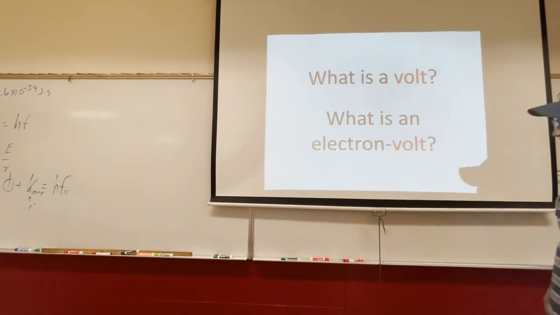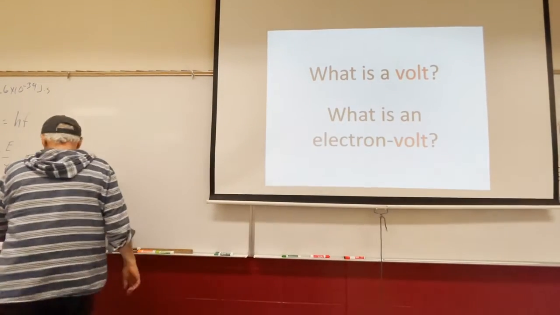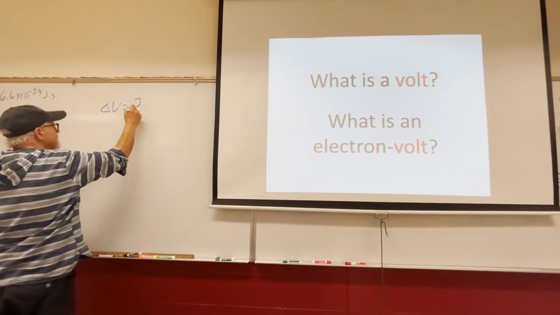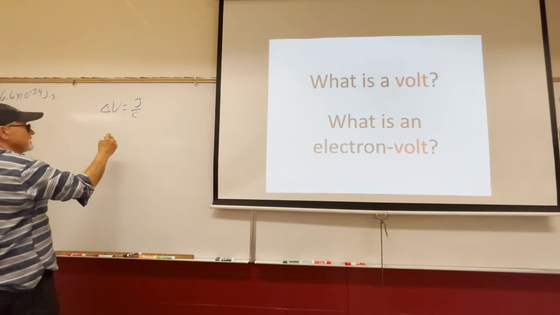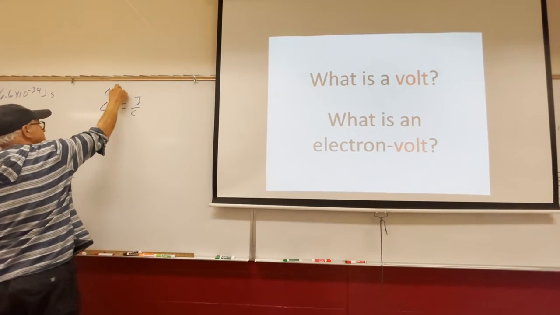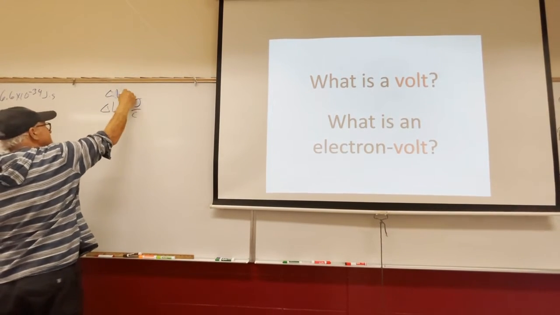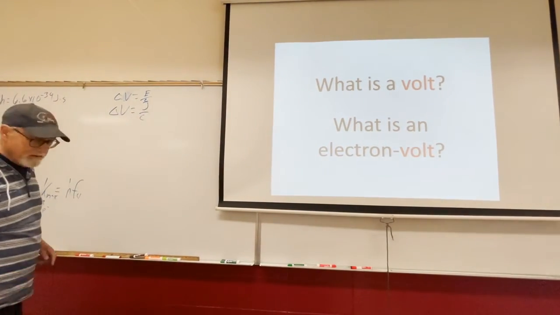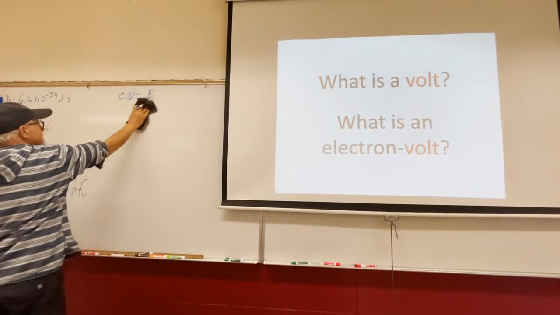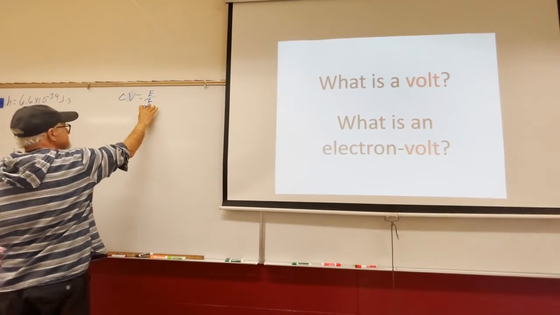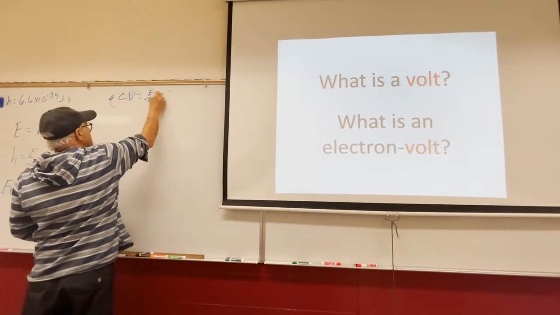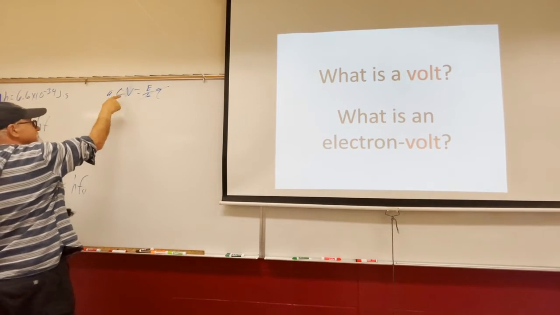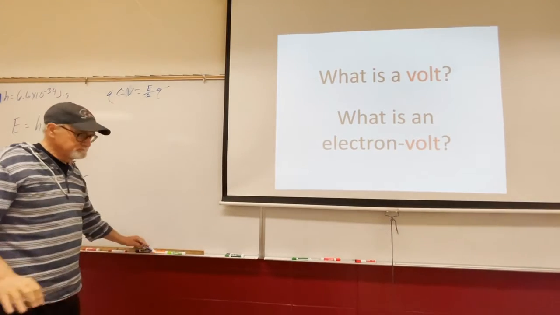Well, a volt is a joule per coulomb. Or I should write it like this: delta V is energy over charge. So energy over charge. What's an electron? Well, an electron is a charge, right? So an electron volt is a unit of energy. Oh, I see. I think we talked about that before.